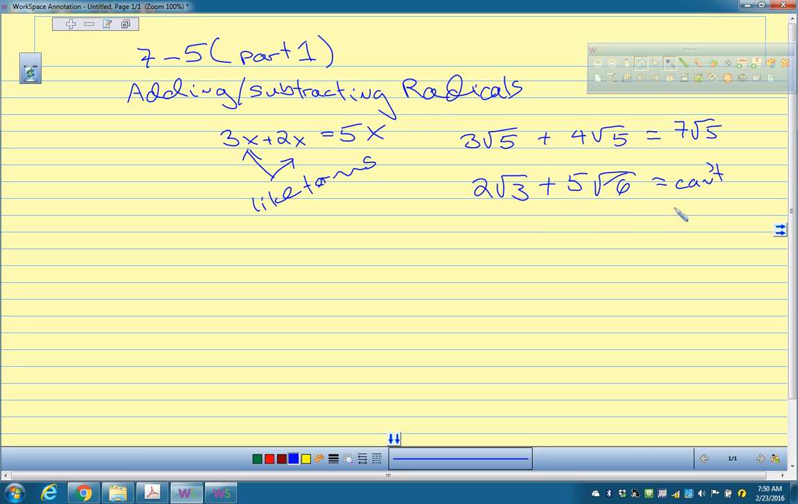So can't do. So let's try this one. Good, tough one. 4 root of 3 plus 7 root of 3. Try on your whiteboard. A toughie.